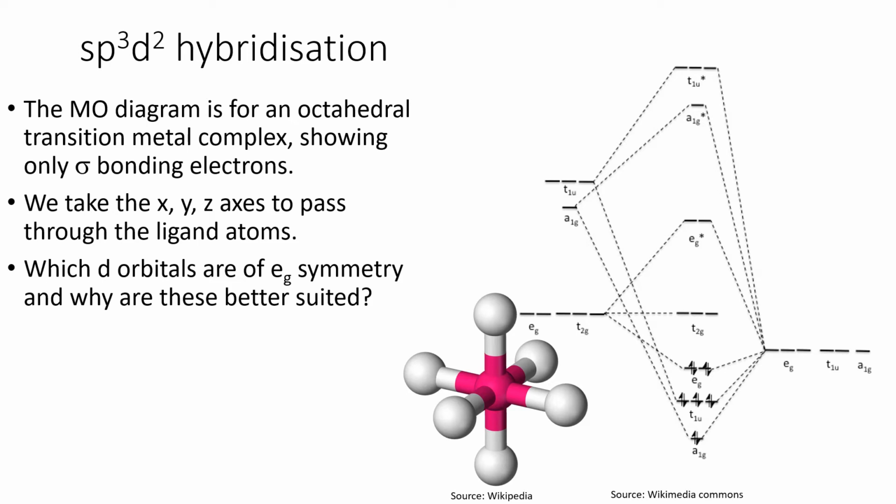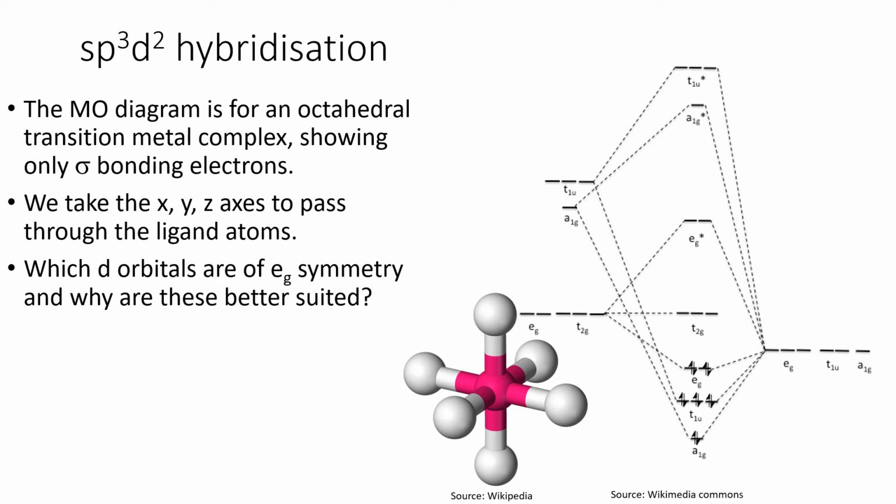So the question posed here is, which d orbitals are of EG symmetry? Well, actually we've answered that already, haven't we? That's the dz squared and the dx squared minus y squared. And why are these better suited? So this follows from our definition of how we place the x, y and z axes. So as I was saying, the ligand orbitals are defined to be on the axes. So there's 6 ligands, and you can think of them at plus or minus x, plus or minus y, and plus or minus z around the transition metal ion, which is at the centre of coordinates.